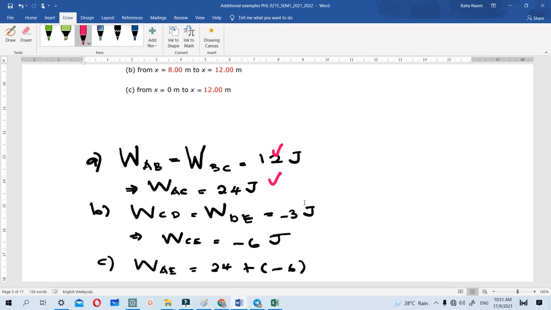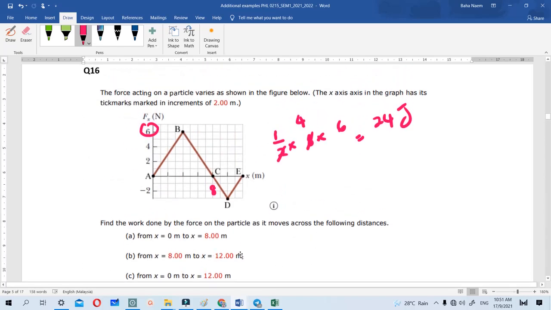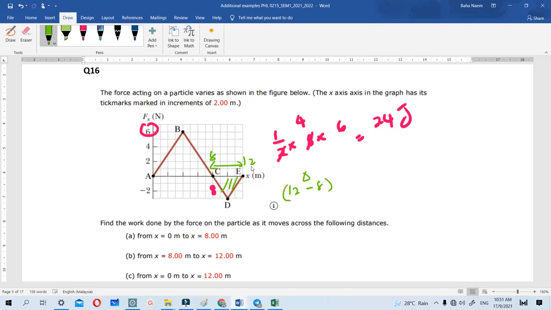Now, how about 8 until 12? 8 until 12 occurred here, just between C and E. So this is the work that I mentioned earlier that can be a negative value. So 12 minus 8, this is delta R, times the force, which is negative 2. Sorry, not negative 2, negative 3, and 1 over 2. So the answer is, this is 4, therefore negative 6 joule.